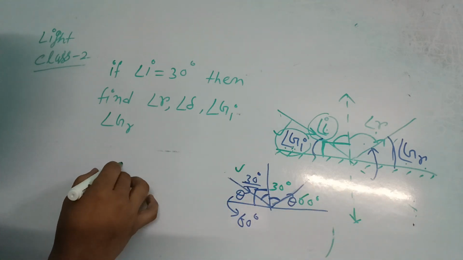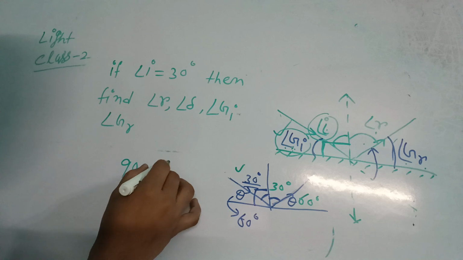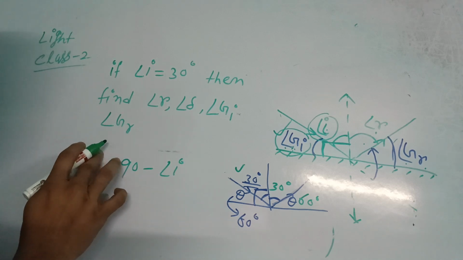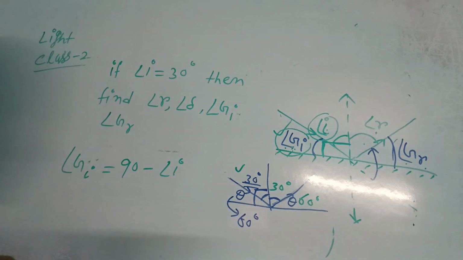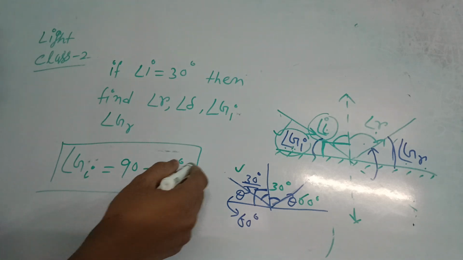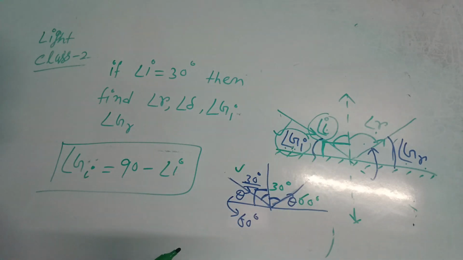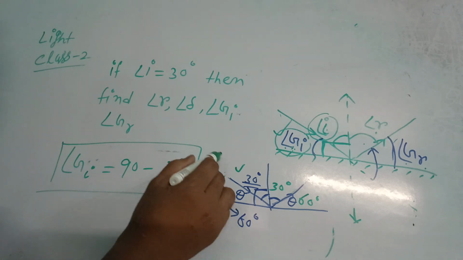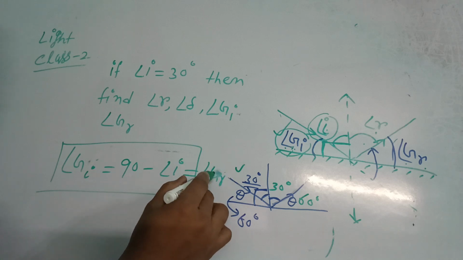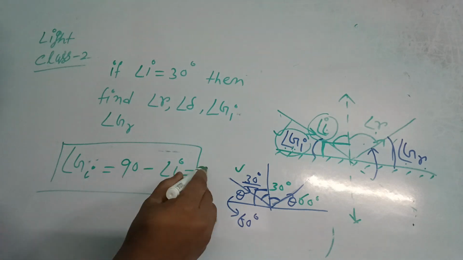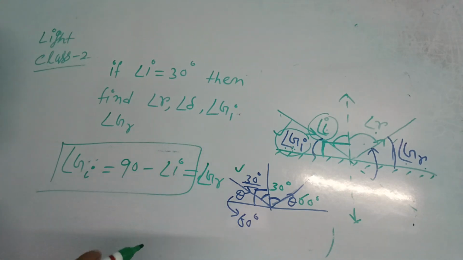To find GI, you have to subtract angle I from 90, then we can find GI. What is GI? This is the glancing angle of incidence. So to find this GI, we have to subtract the value of I from 90 degrees, and the value of GI and the value of GR both are the same. Now come to the question and try to solve it.